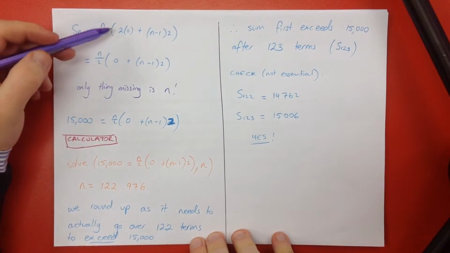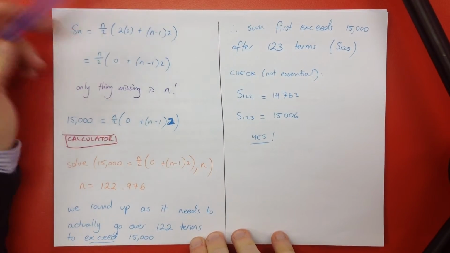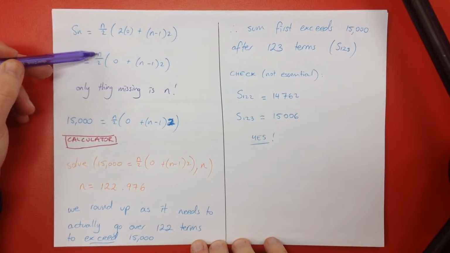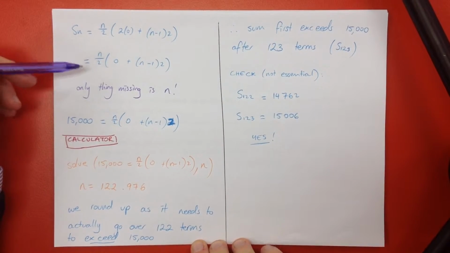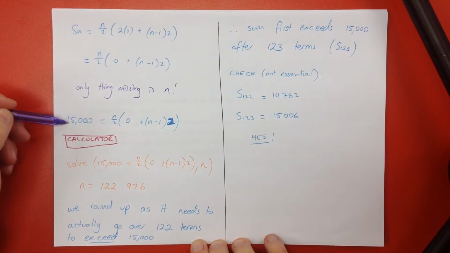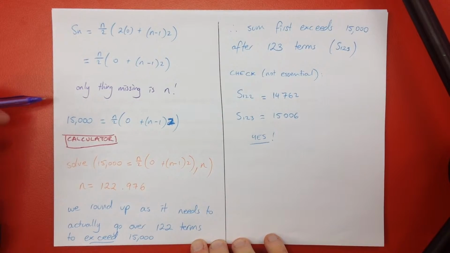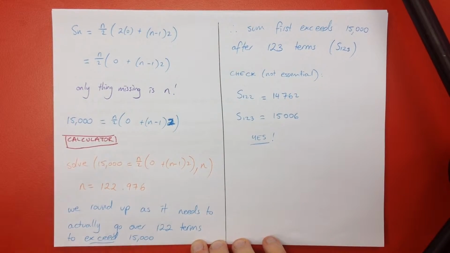So S of n equals n on 2. I put in my a there and my d there. It's still being made equivalent, but we haven't got this n. That's the thing we're missing, and we put in the 15,000 instead, like I said we would. So we're saying, when does 15,000 equal this formula that we have? That's a 2. Sorry, I mucked that one up when I drew it.